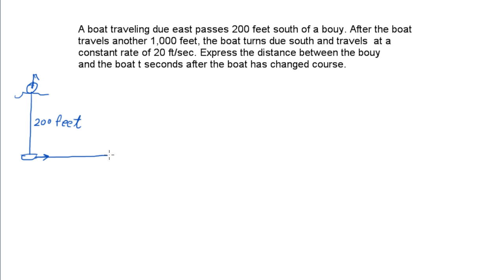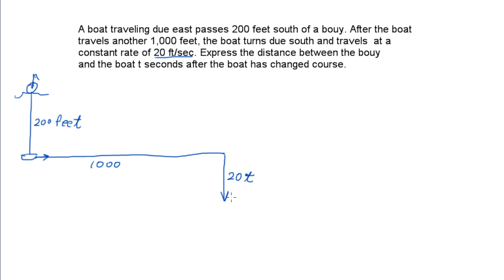Okay, now the boat travels another 1,000 feet. So let's draw that. It's going 1,000 feet right there. I'll put a 1,000 there. And then it changes. It turns due south and travels at a constant rate of 20 feet per second. So we'll go like that, and I'm just going to put an arrow. 20 feet per second. So we'll put its distance as 20 times t, where t is the number of seconds that have elapsed since the time that it has turned here.